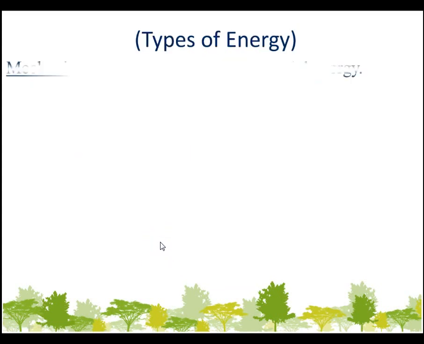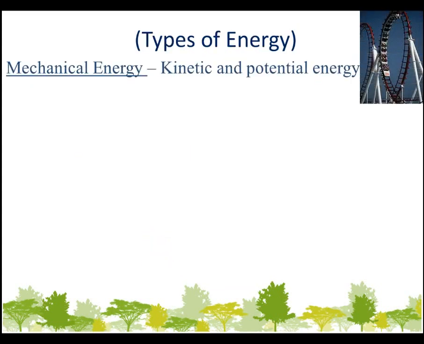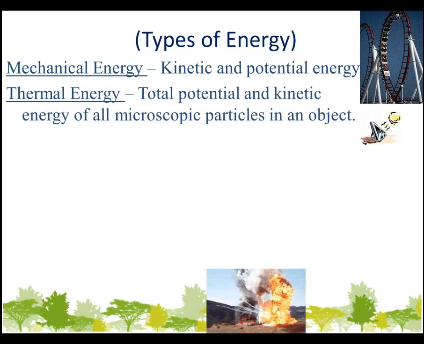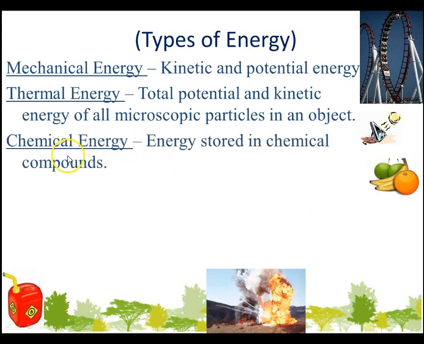All right, so here are some types of energy. You need to know these. Mechanical energy, that could be both kinetic or potential energy. We could have thermal energy, which is essentially heat. That is the total potential and kinetic energy of all the microscopic particles in an object, all of them moving around. The faster they're moving, the more heat there is, the more thermal energy. Chemical energy, that is energy stored in chemical compounds, whether it's gasoline, don't drink that, or fruits which have sugar in there, which you can eat, but don't put them in your gas tank, obviously.